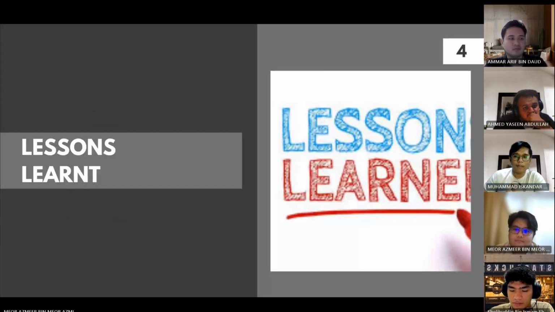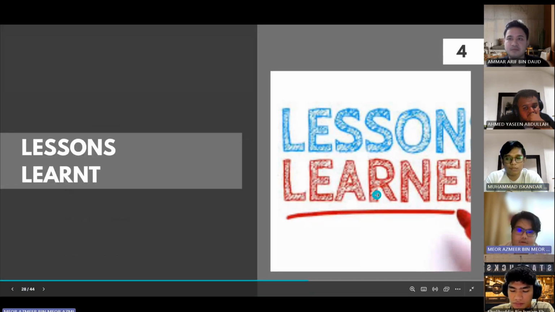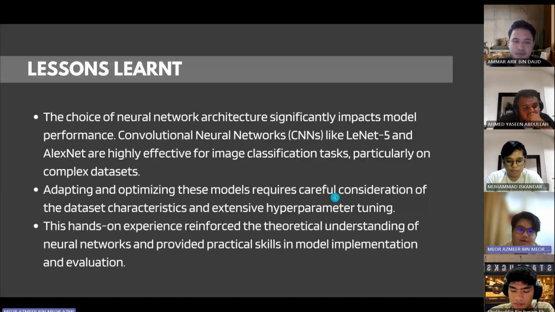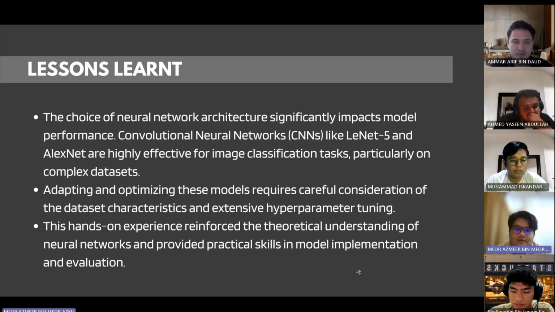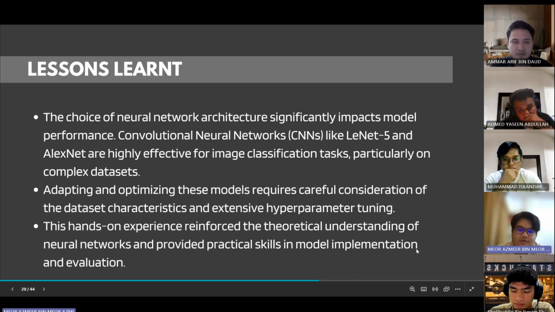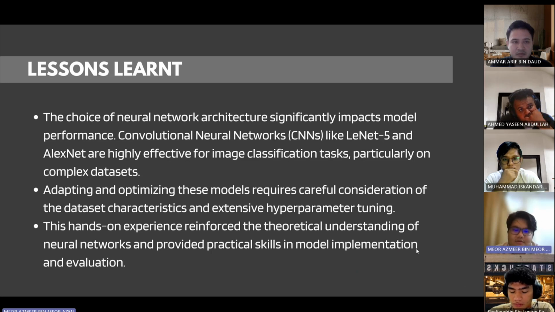Next. So for the lessons learned, the choice of the neural network architecture significantly impacts model performance. Adapting and optimizing these models requires careful consideration of the dataset characteristics and extensive hyperparameter tuning. The other lesson that we learned is that the hands-on experience reinforced the theoretical understanding of neural networks and provided practical skills in model implementation and evaluation.